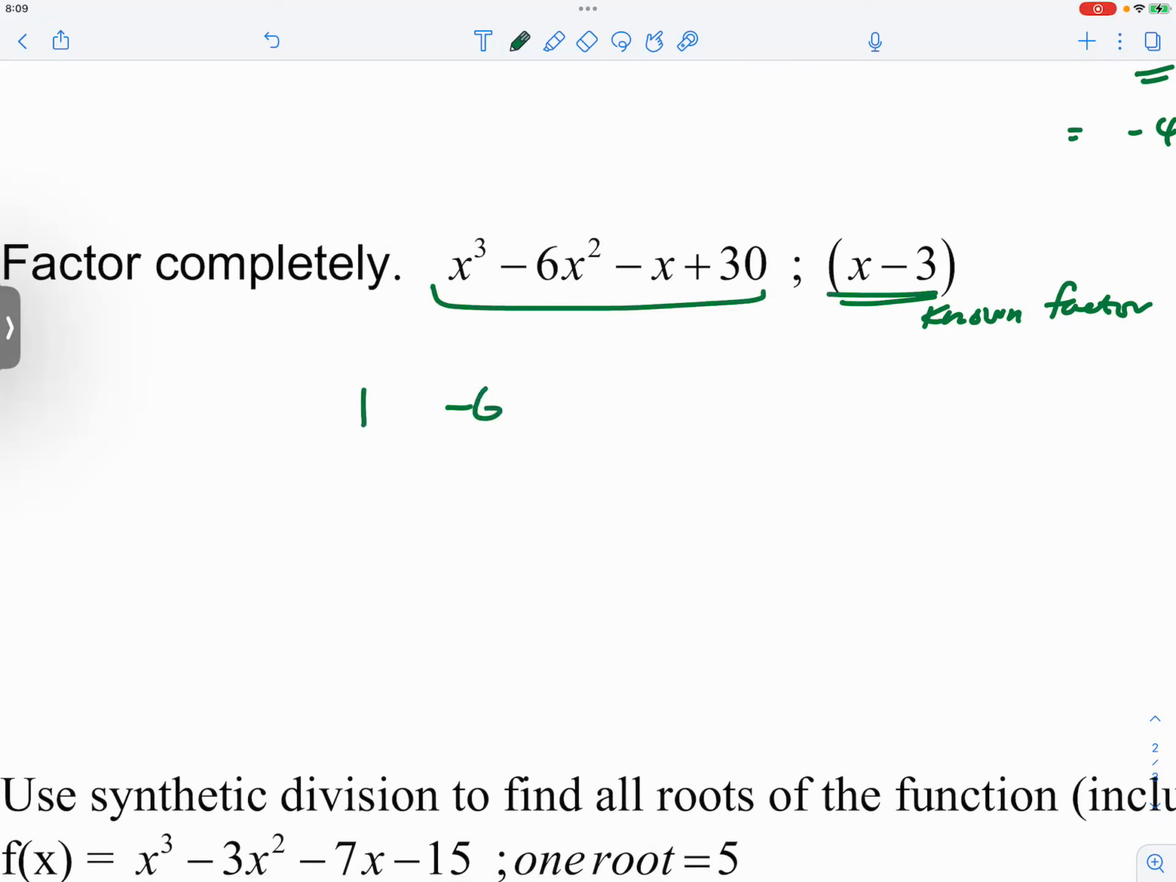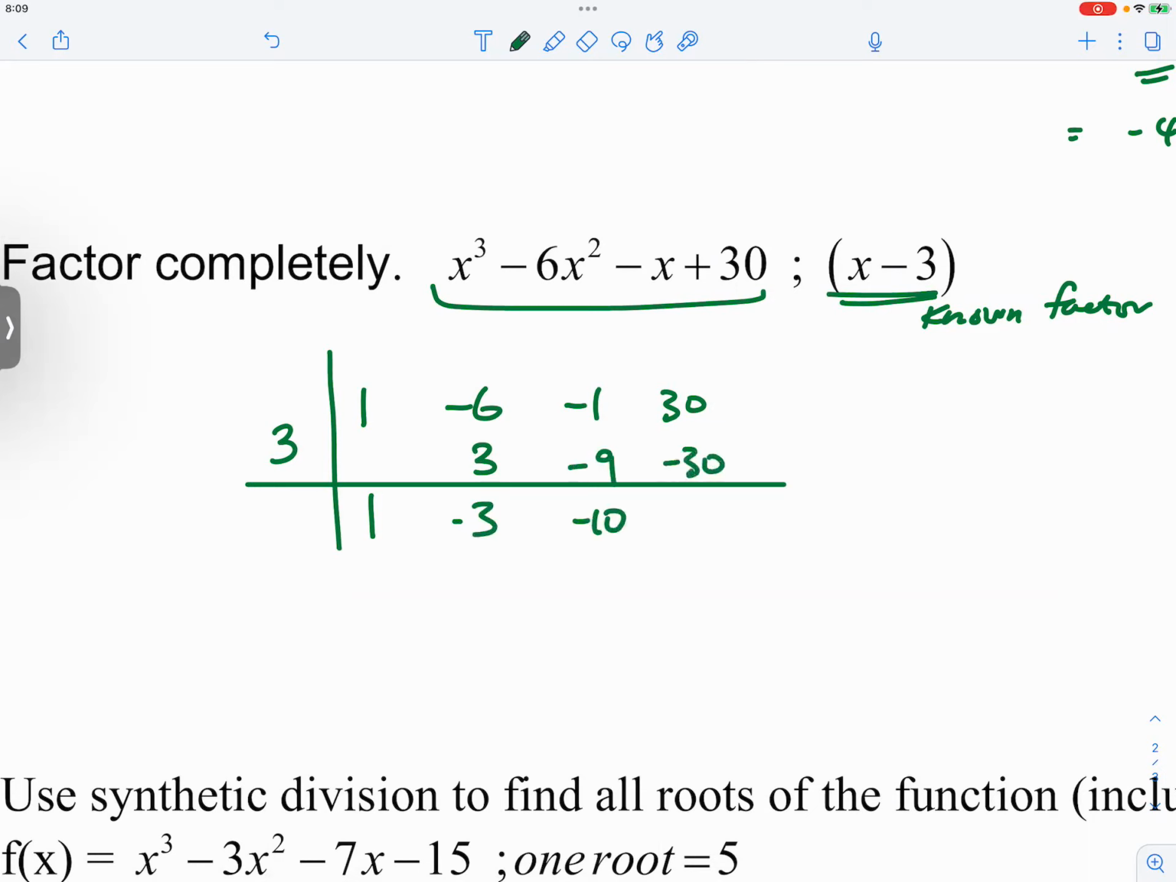So when you do your synthetic division, and again, we inspect if there's a missing term, there's none, which is great. Okay. So we bring down the first number, and then we multiply and put it on the next column. Okay. So things can go really fast, really quickly, and the remainder is zero, which is lovely because it's a factor. We expect it to be zero.